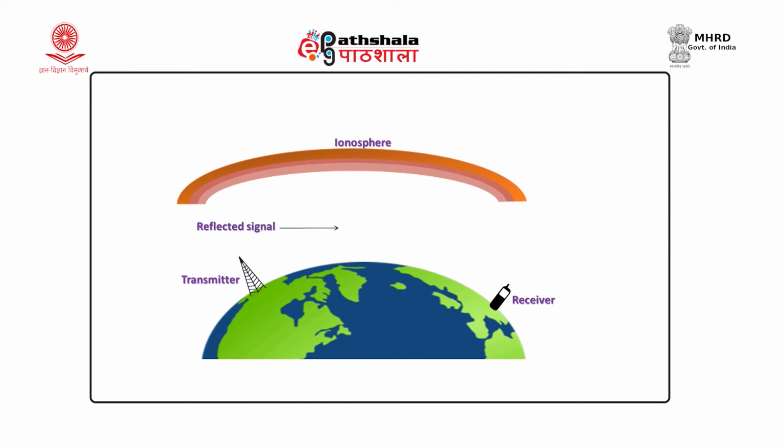Just have a look at the animation. There is a transmitter on the ground and there is a receiver on the ground. I have shown the ionosphere. So, what will happen is that the wave has gone up, it will be reflected from the ionosphere, it will come back again, go back again up to the ionosphere and finally reach the receiver.